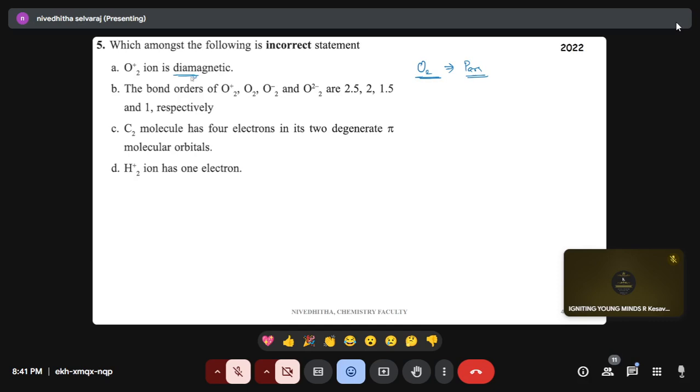Okay. So if anyone wants me to draw the structure of MOT of oxygen, do you remember the structure?